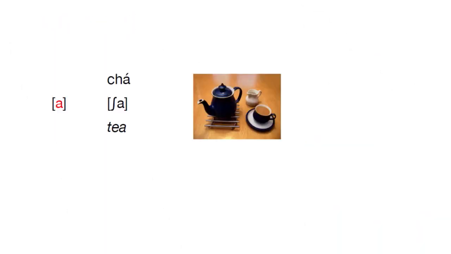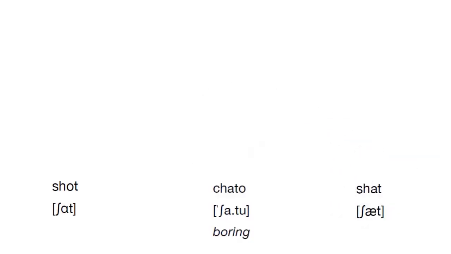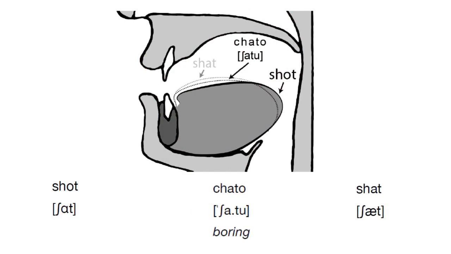We'll start with a as in chá. This vowel is similar to English's as in dog or father. The Portuguese vowel, though, is a bit more forward in your mouth, so your tongue is going to be about halfway towards the American a sound. So English has shot and chat, and halfway in between Portuguese has chato.